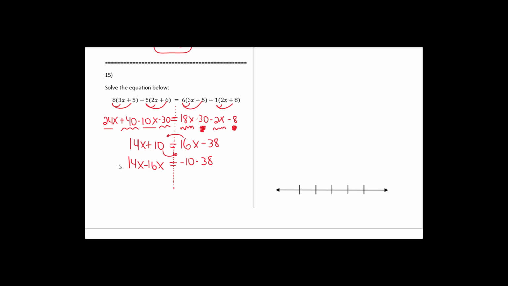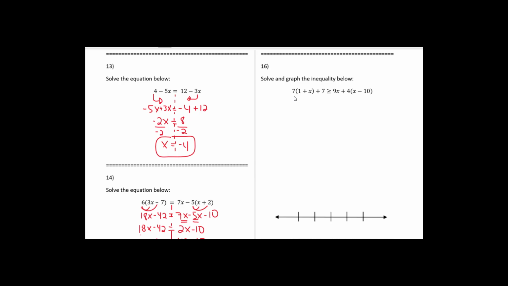Here we go. Now we'll combine like terms. So this will be negative 2x. Negative 10 minus 38 is negative 48. Divide both sides by negative 2. X equals 24. Okay, next problem is an inequality.